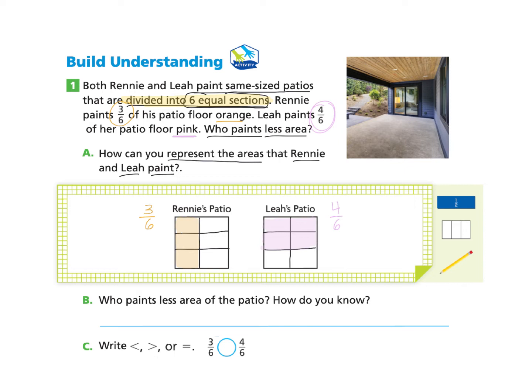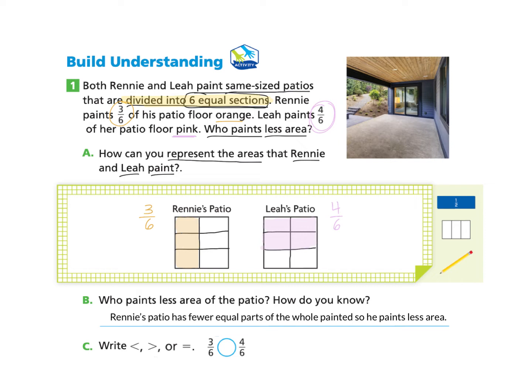Okay, now we get ready to answer part B. Who paints less area of the patio, and how do you know? Well, looking at the visual that we created, we can see that Rennie's patio has less parts painted. So we can answer that Rennie's patio has fewer equal parts of the whole painted, so he paints less area.